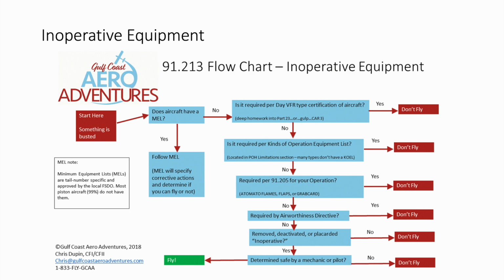So a common mistake with this one is that people memorize something like ATOMATOFLAMES, and if it doesn't meet that requirement, then they're like, yeah, it's not on there, I can go fly. And so they're not familiar with the other sources of required equipment. So just want to be familiar with all of these.